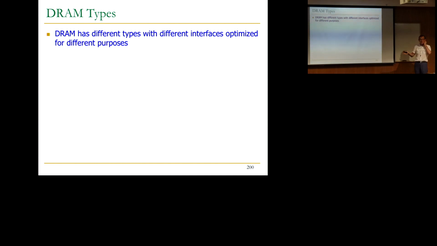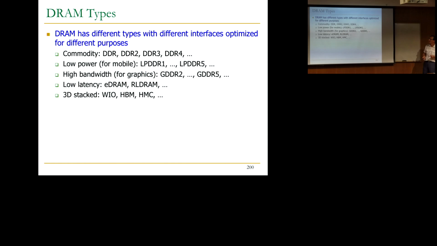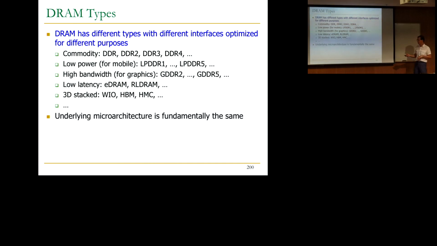So even DRAM is not a single type. DRAM has different types with different interfaces optimized for different purposes. There's commodity, there's low power, there's high bandwidth for graphics initially. There's low latency. There's 3D stacked. And you can keep adding to this. So even DRAM has proliferated a lot, especially in recent years. It's not just DDR anymore. It's many, many other types.